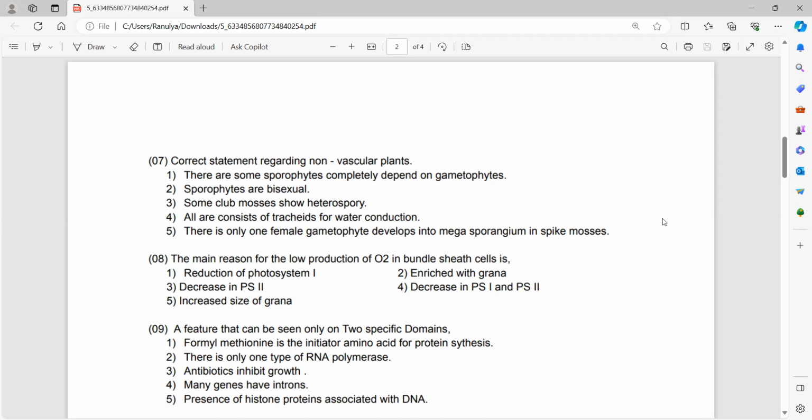The next one, the main reason for the low production of O2 in bundle sheath cells is, now if we take bundle sheath cells in Kranz anatomy, right? PS2 is depleted. So that's why PS2 is depleted to lower the oxygen production. That means to prevent the light reaction. So that is the reason for the lower production, PS2 depleted.